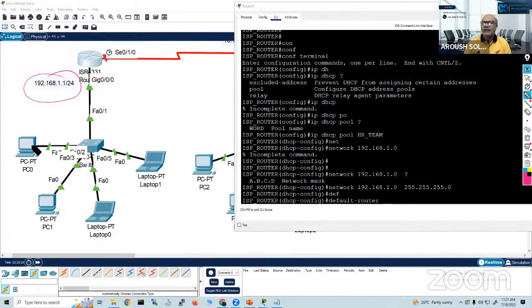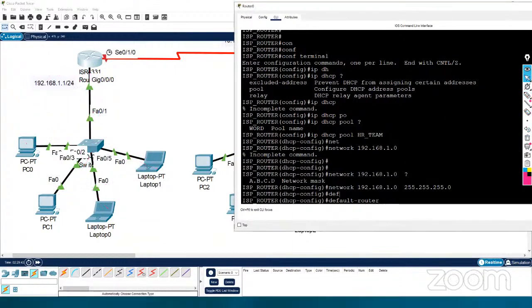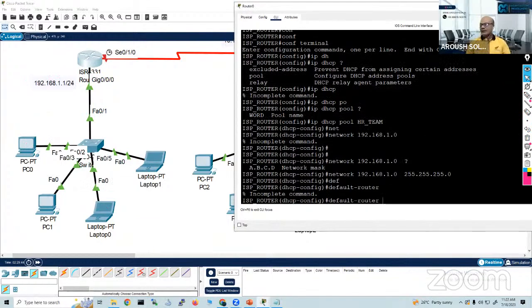Because when this PC wants to communicate with this laptop, it has to go via this default gateway and come back. When this PC wants to communicate with that PC, it must go to the gateway and come back. Same thing for this one also. That is the default gateway, 192.168.1.1.